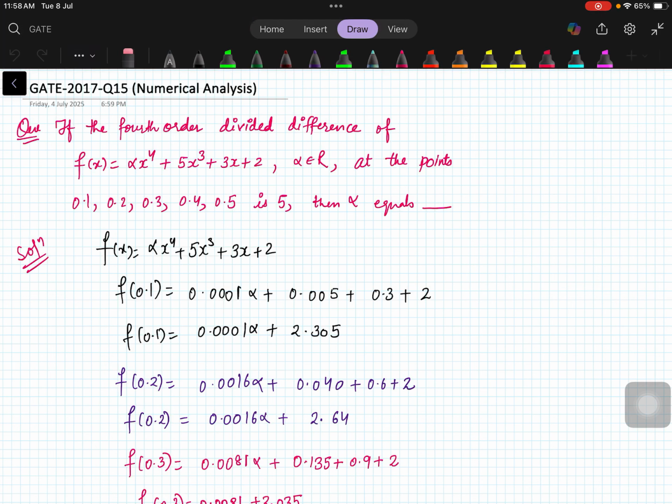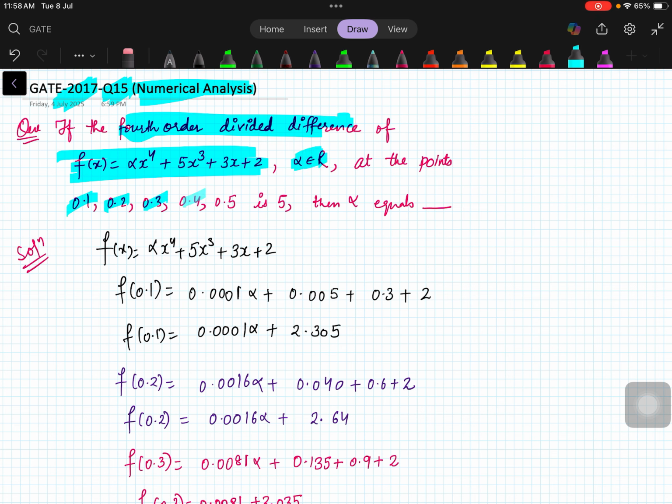In this video we will study one problem which was asked in GATE 2017, question number 15. It is related to numerical analysis. Let us read the statement of the problem. It says that if the fourth order divided difference of this function f of x, equal to alpha x raised to power 4 plus 5x cube plus 3x plus 2, where alpha is a real number, at the points 0.1, 0.2, 0.3, 0.4, 0.5 is 5, then what is the value of alpha?